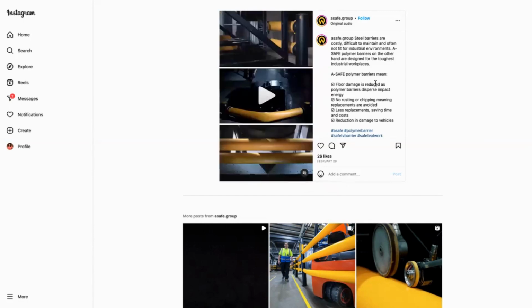So you can see there, what they've done is they've shown basically how that would get damaged, and then they've shown that these ones are actually designed for the toughest industrial workplaces. So they're saying what an ASAFE polymer barrier means, and they've gone into the floor damage, no rusting, less replacements. So they're basically talking about reduction in damage to vehicles, again saving money, less replacements, saving time and costs.